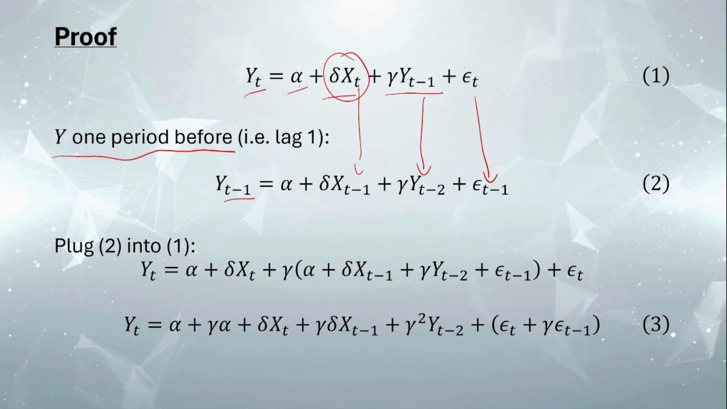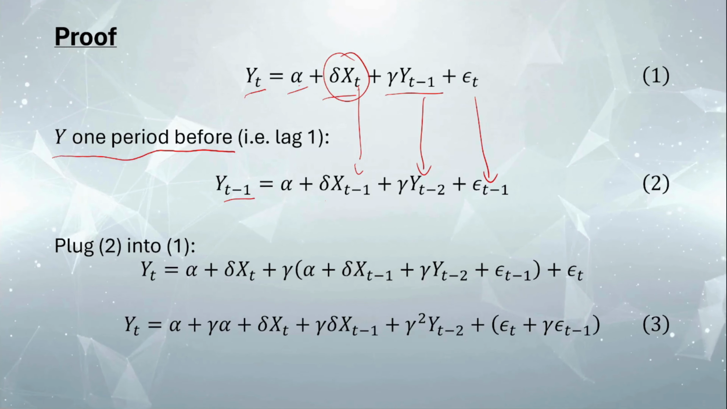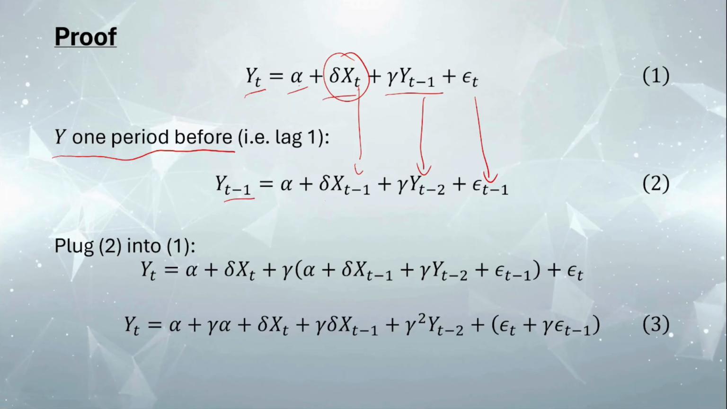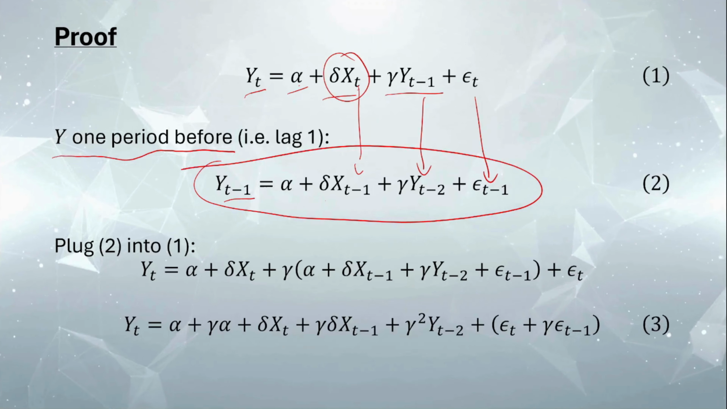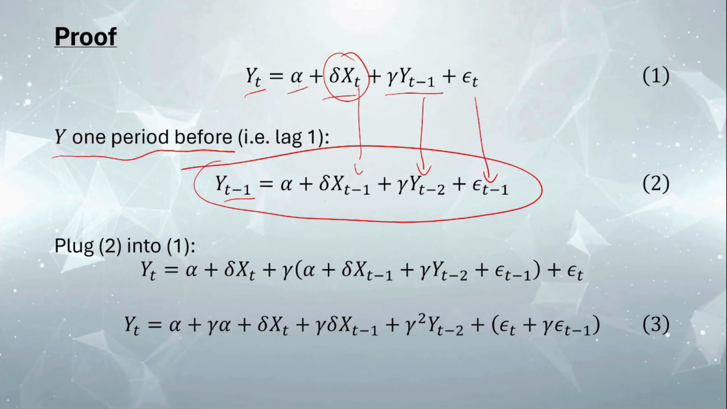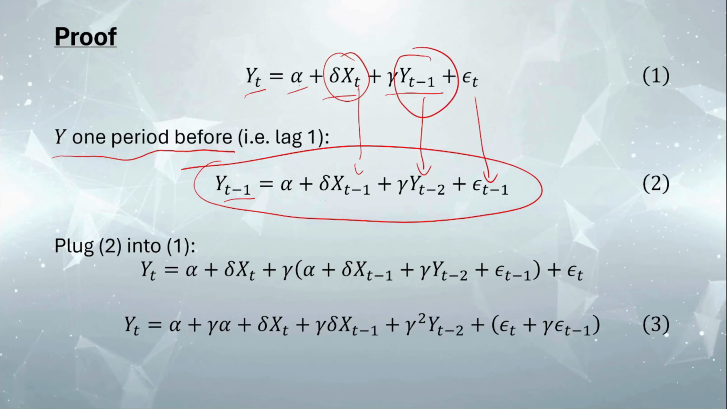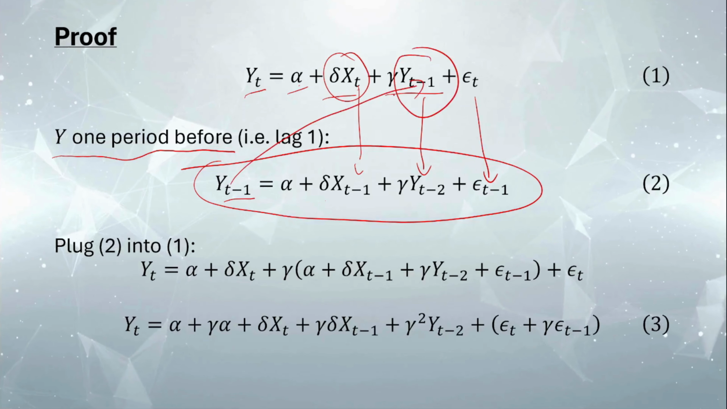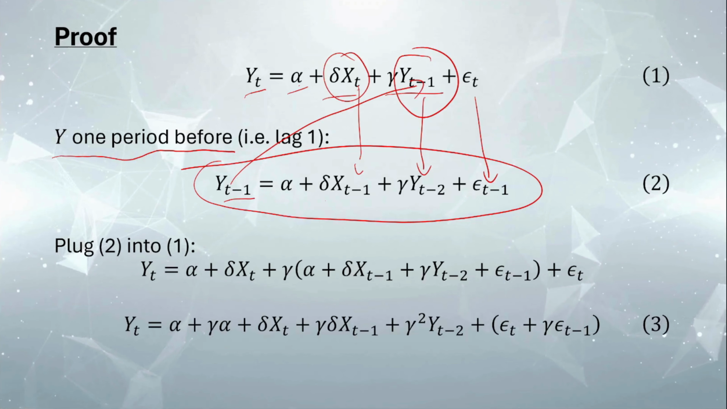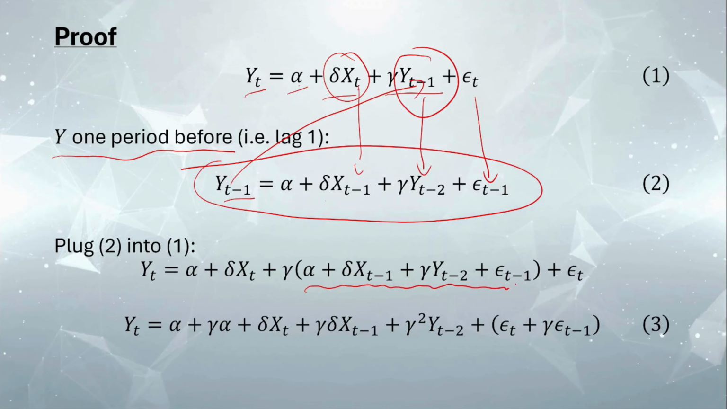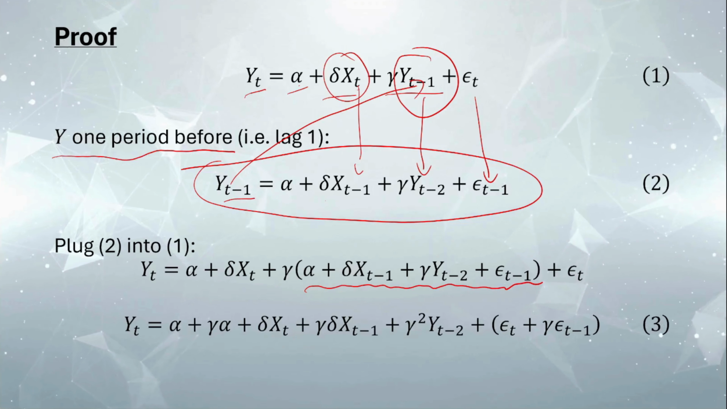That's all. Now, what we do is we take this entire thing, this yt minus 1 equals what, and we're going to plug it into equation 1. Where are we going to plug it? Can you see there's a yt minus 1 here? Right, so we're going to plug it into this. And so what we will get is here. This is your yt minus 1. Can you see?